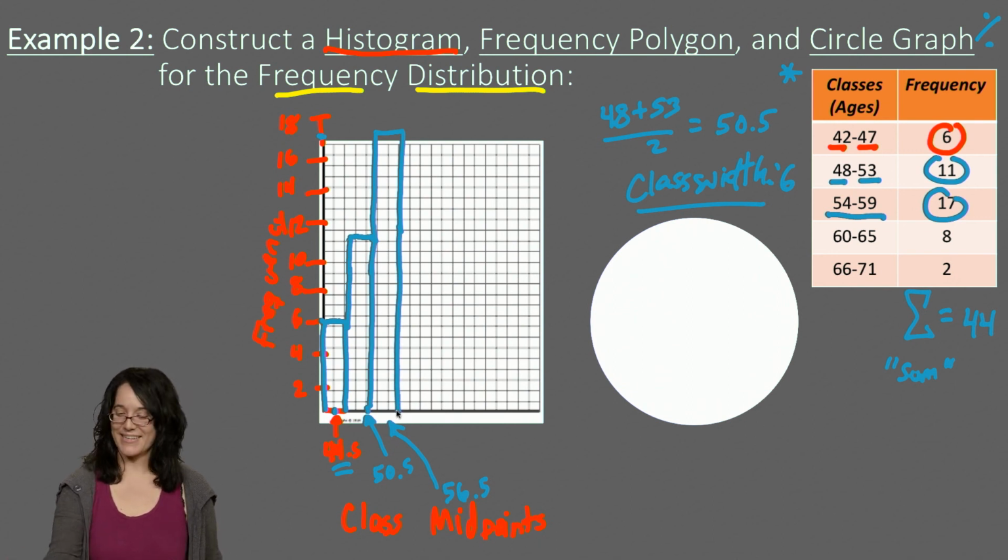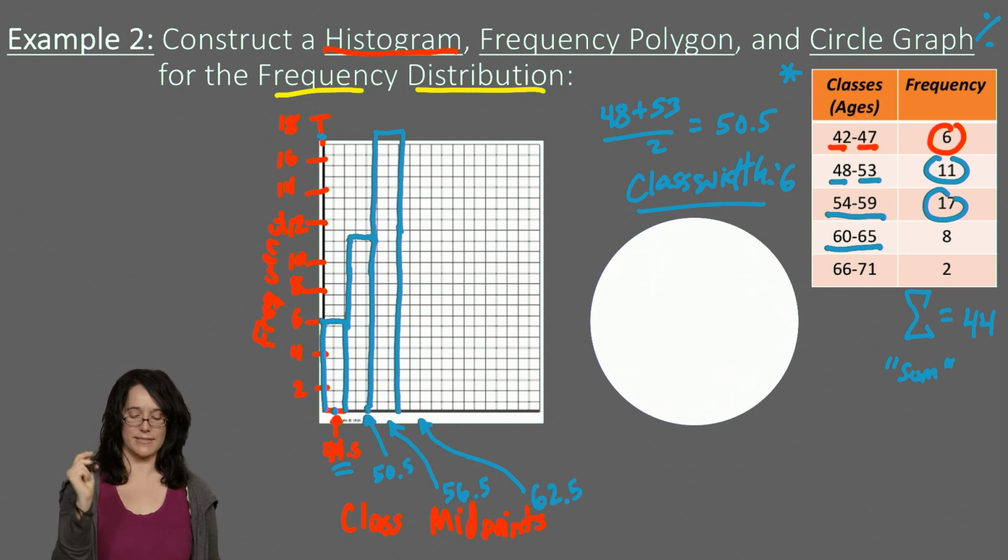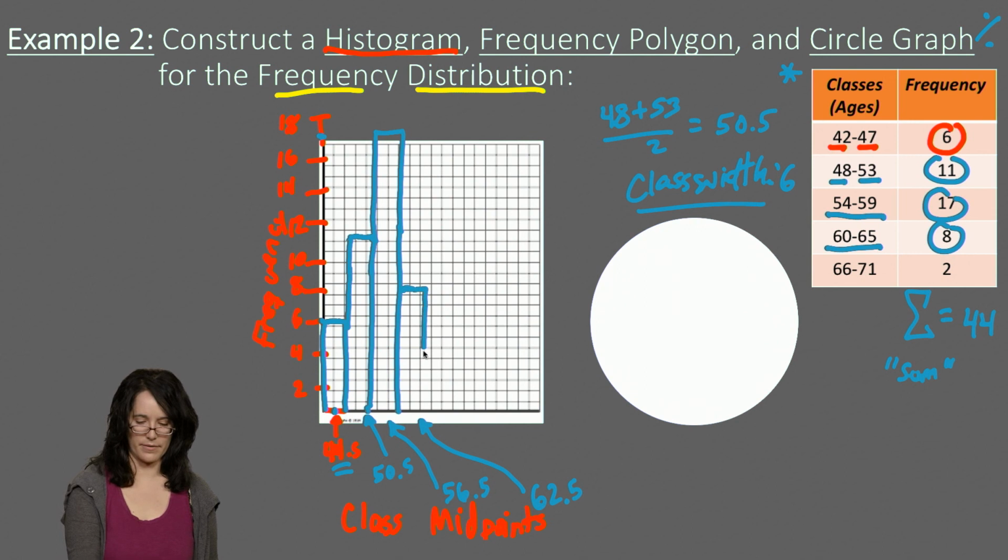Okay. Next up, 60 to 65. What would its class width tell us? Well, the class width of 6 means I add 6 to the previous midpoint. 56.5 plus 6 does in fact give me a midpoint of 62.5. And if you have a nice pencil, you can put them nicely underneath. Okay? And our height is up to 8, which is right here. Ooh, that's a really ugly line. Let me fix that for you. Okay, a little bit better.